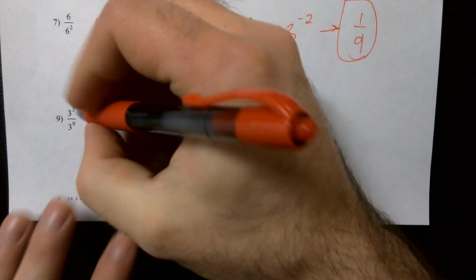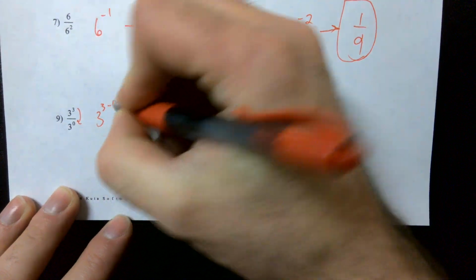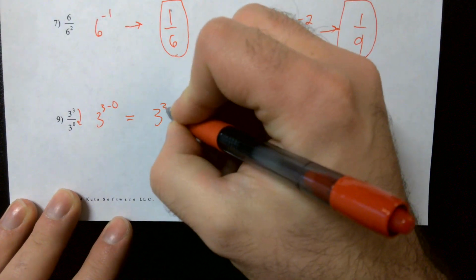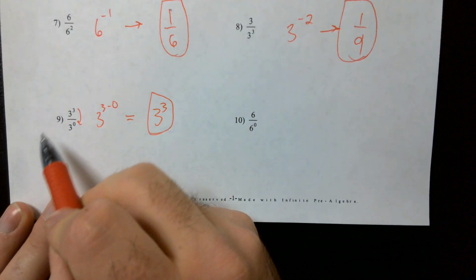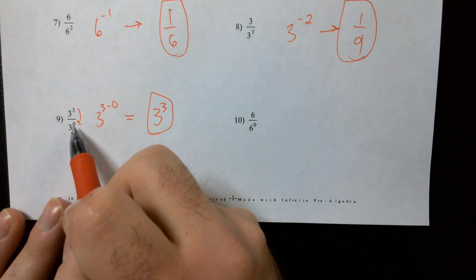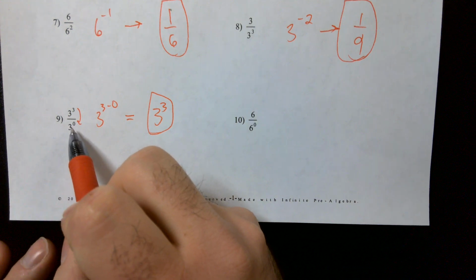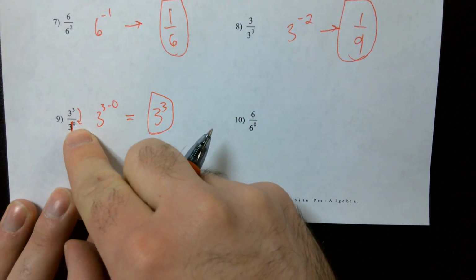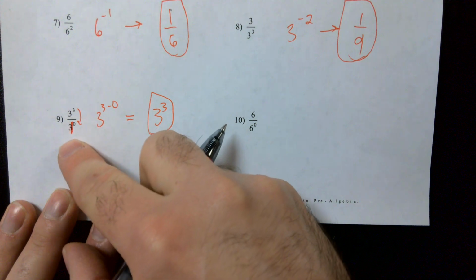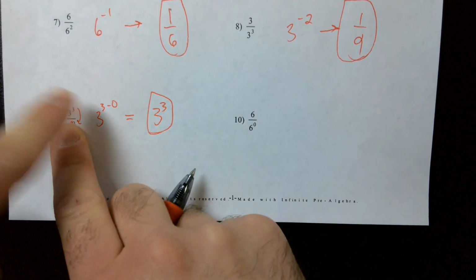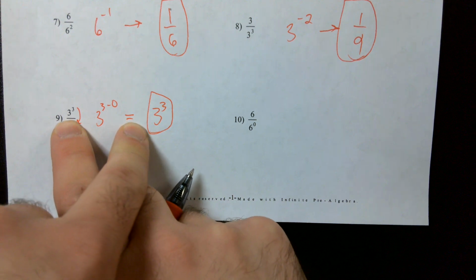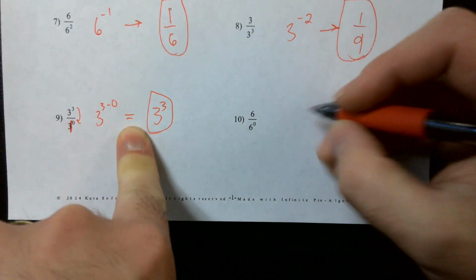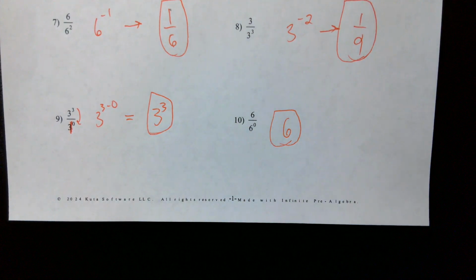Number 9. If I do the quotient rule, I got 3 to the 3 minus 0. What's 3 minus 0? 3. Now, what did we say 3 to the 0th power was equal to again? Or anything to the 0th power? 1. So if I have 3 to the 3rd over 1, do I need that 1 on the bottom? No. So my answer is just 3 to the 3rd. Boom. We got the same thing by doing the quotient rule. Same thing over here. If my denominator is just 1, my answer is just 6, whatever's on top.